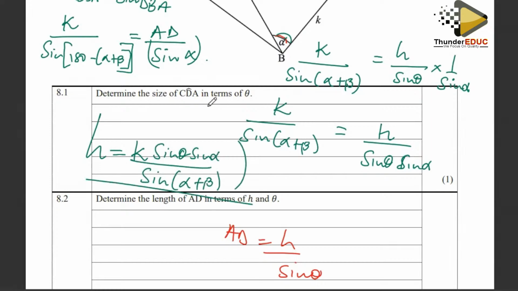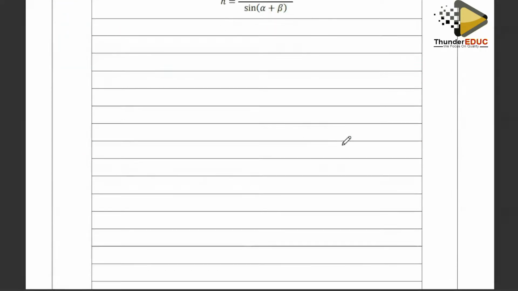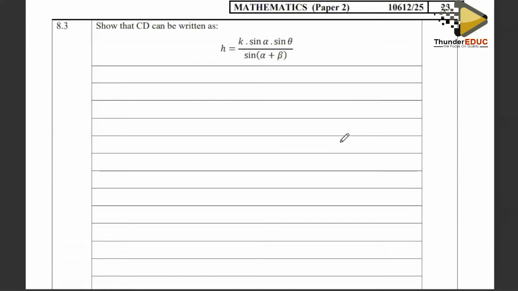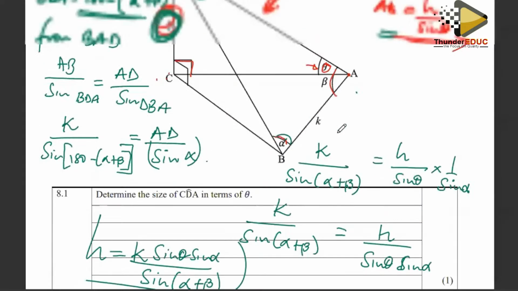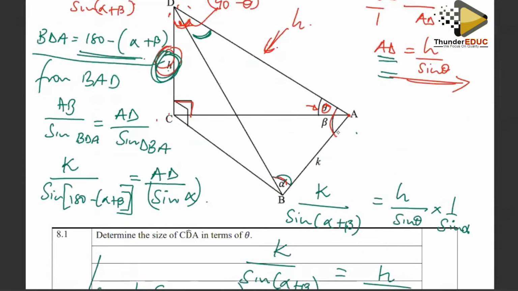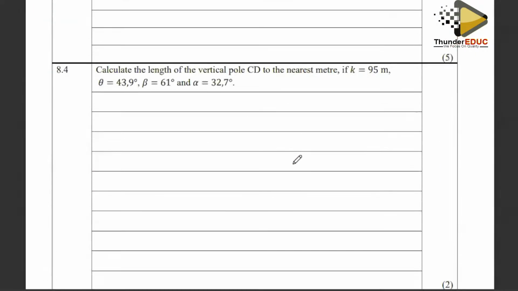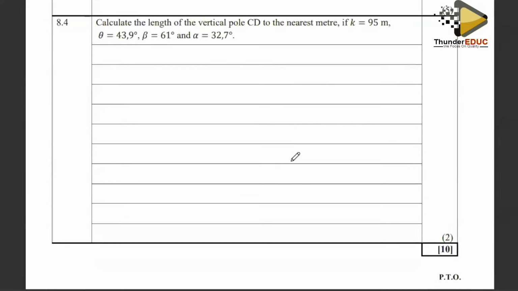Okay, so that is how we would have gone about proving that for the 5 marks. So sine rule, and then what is important is for us to get this angle first, and then apply what is next. All right, then 8.4, calculate the length of CD.